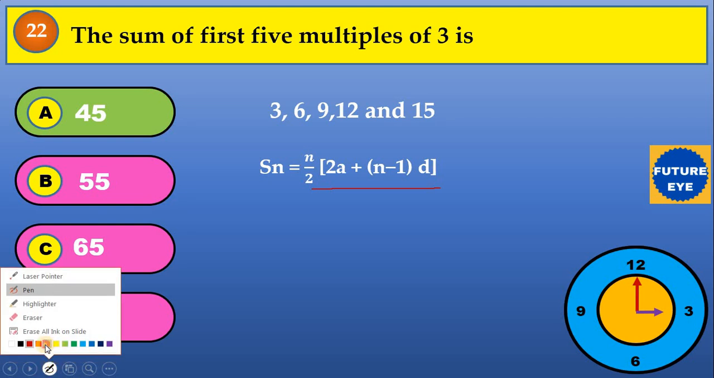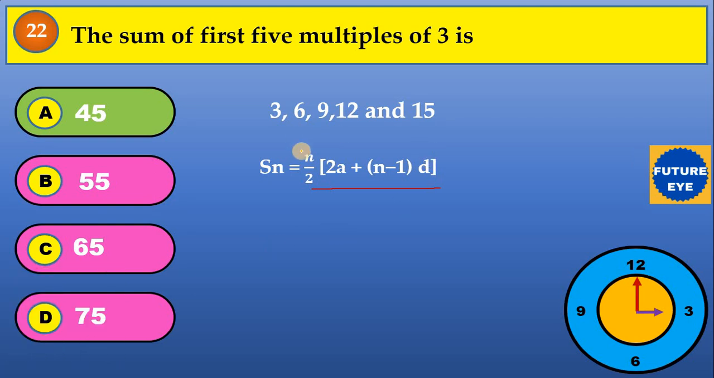You can use this formula, or else if you take 3 as a common factor, you can use n by 2 into n plus 1 also. But I suggest you better go through this formula itself. Why take the common factor and get confused? We don't want all these things.